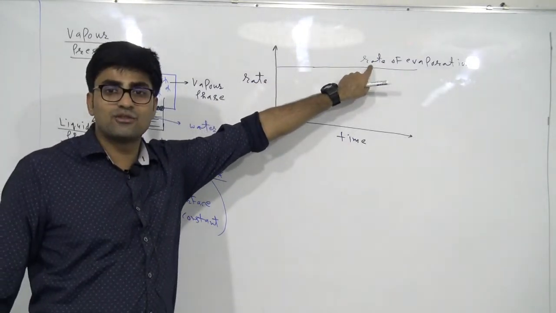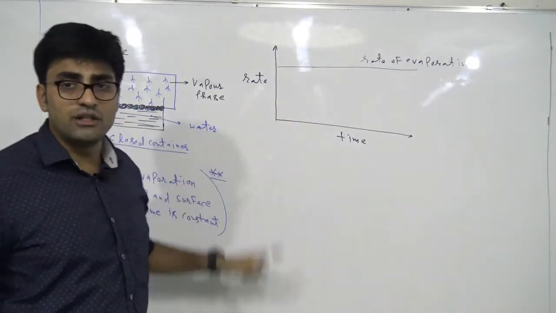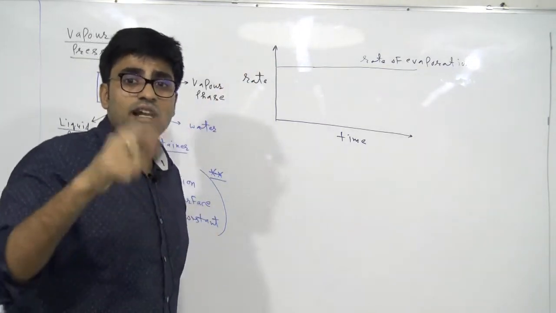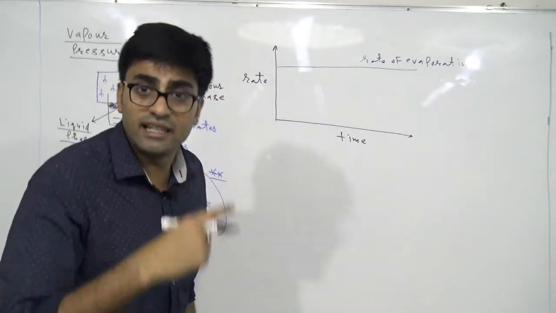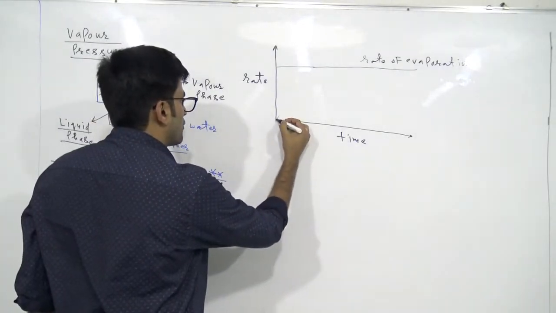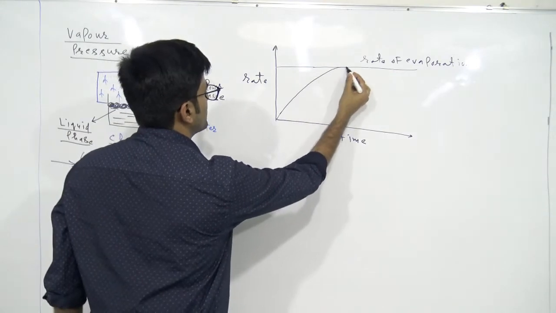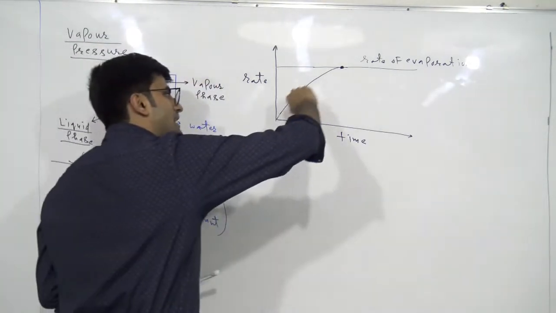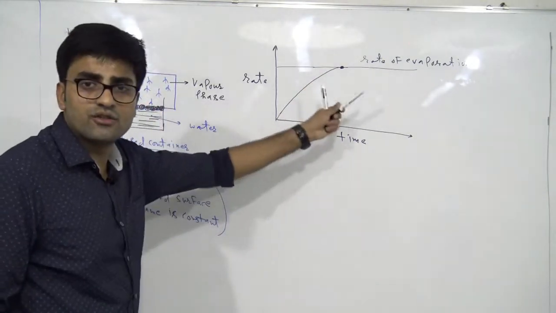Rate of evaporation is constant, right? But at t equal to 0, rate of condensation was 0. As time is increasing, rate of condensation is also increasing. So for rate of condensation, the graph that we are going to draw is this. This is the graph of rate of condensation increasing as time increases.